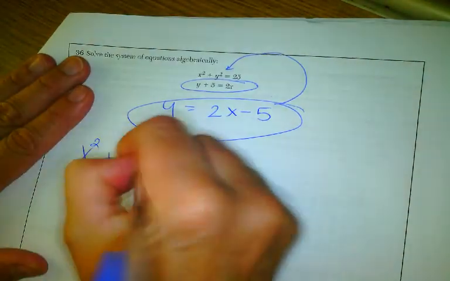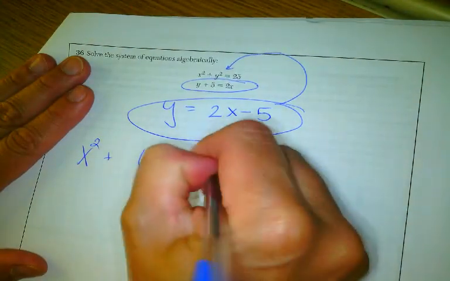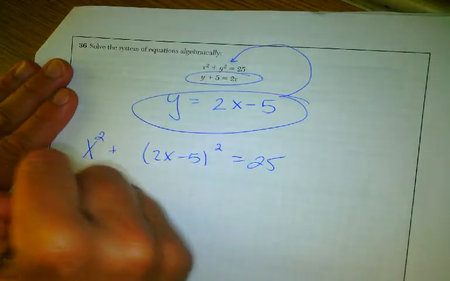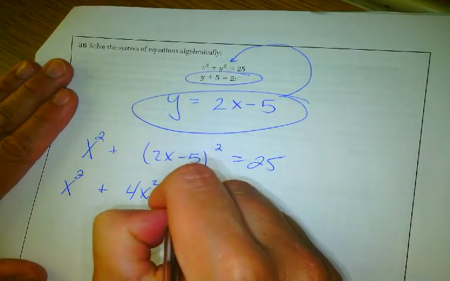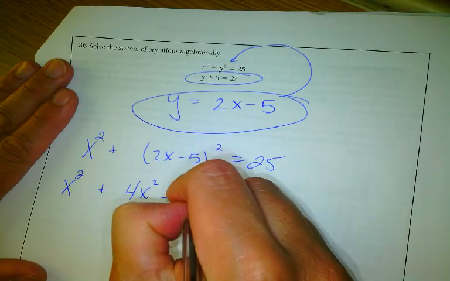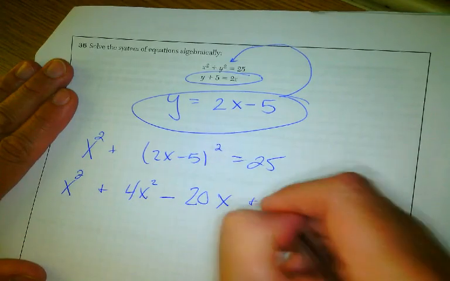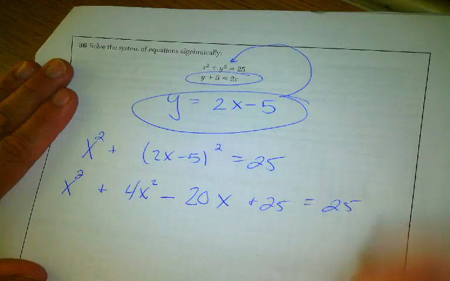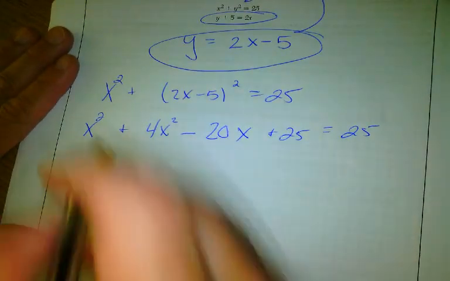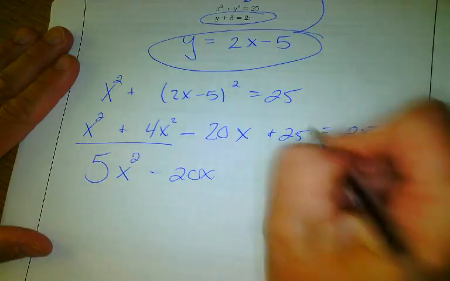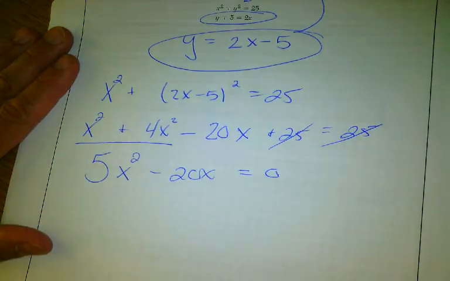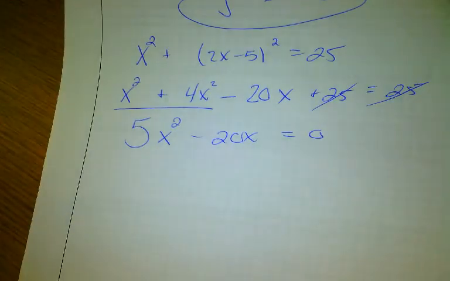So I have x squared plus 2x minus 5 squared equals 25. Foiling that out, I'm going to get 4x squared minus 10x minus 10x. I'm going to say minus 20x plus 25 equals 25. That's going to get me a 5x squared minus 20x, and I think those cancel each other out to get equals 0. Then two terms, I'm always saying GCF first, GCF or dots.